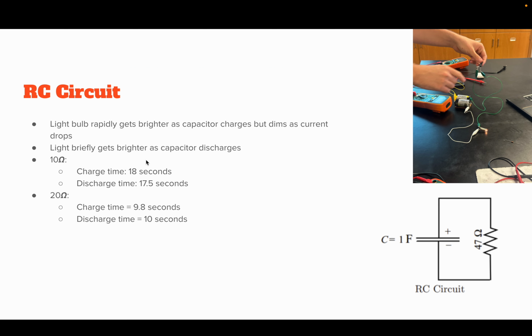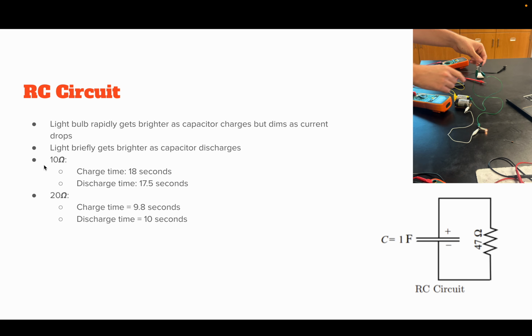0. So for the RC circuit, what we saw was that the light bulb rapidly gets brighter as the capacitor charges because there's a lot of current hitting that light bulb at one time. But as the capacitor is charging up, that light is going to get dimmer and dimmer because that capacitor is now holding charge that is not making it to the light bulb. And then as the capacitor is discharging, it's going to get brighter for a little bit because there's a little extra current flowing into that bulb, but then eventually will just dim all the way back down.